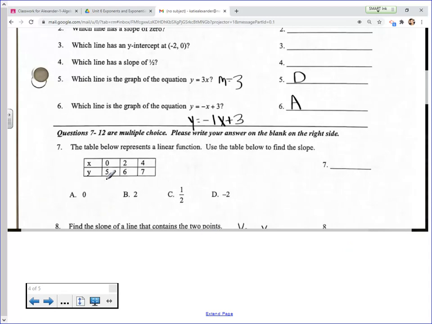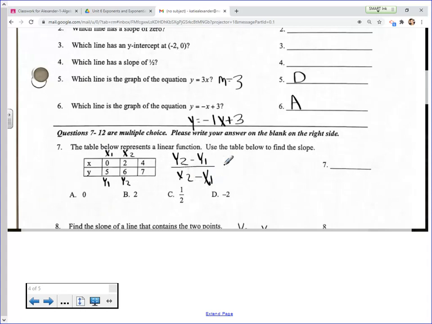Okay, this is going to be y1. Number 5 is going to be y1. Number 6 is going to be y2. We're not even going to use the third point. 0 is going to be x1, and 2 is going to be x2. The reason is this is the first x, this is the second x, this is the first y, this is the second y. Right below this, there's the equation for slope. It is y2 minus y1 over x2 minus x1.